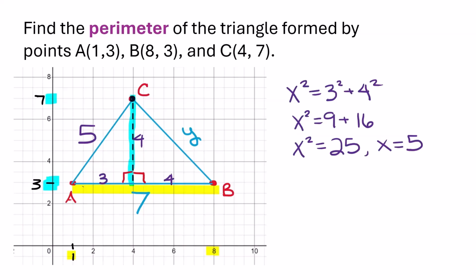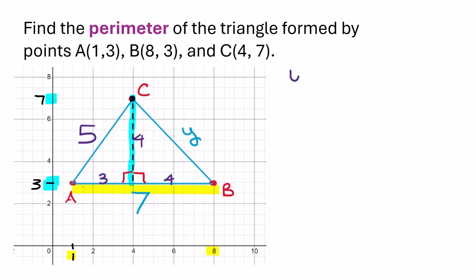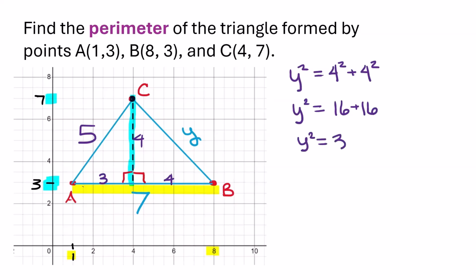I need the third side, which is y. So y squared equals 4 squared plus 4 squared. Y squared equals 16 plus 16. Y squared equals 32. 32 is not a perfect square, so you have to simplify this. I'm breaking it down. I could have broken it down differently, but since I did 16 plus 16, I already knew that 16 times 2 was going to be a good one to go with.